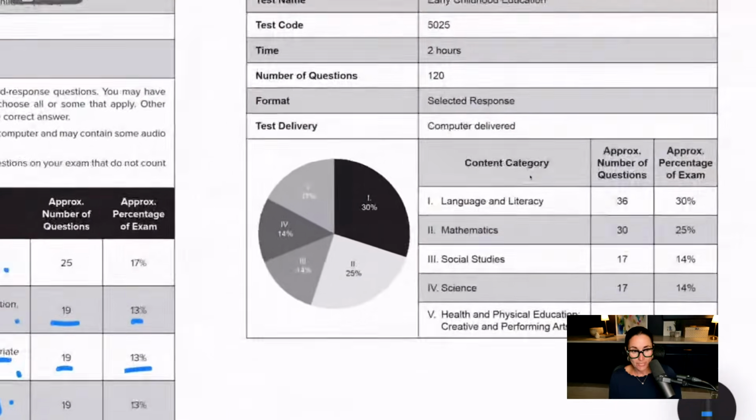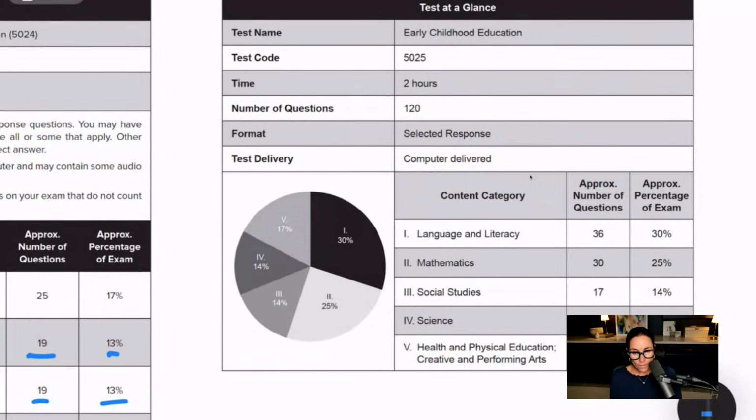Now for the other one, the 5025, this is, like I said, content focused. So it's 120 questions, straight multiple choice. They call it selected response because some of the questions are choose all that apply. You'll have that on the 5024 as well. And with the choose all that apply, you have to get them all. You don't get partial credit for those.